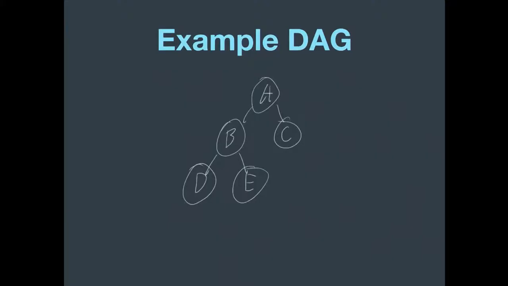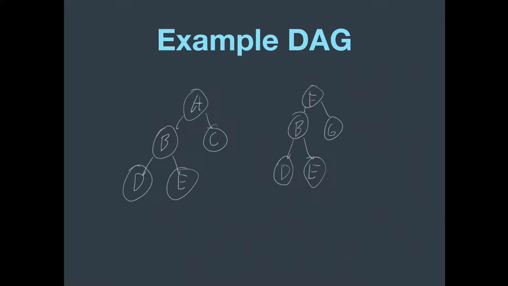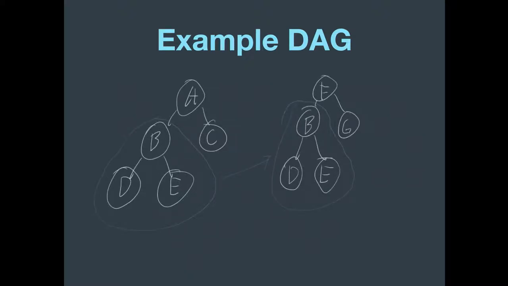So a quick example. This is a DAG. Excuse my handwriting, it's not very good. I had a day to do this. So we have different nodes. We have A that links to B, and A also links to C, and then we have B linking to D and E. And then we have a second graph, which is F, but F is linking to B and F is linking to G. But we can see that one part of the graph is the same.